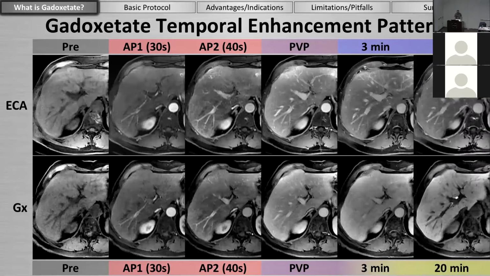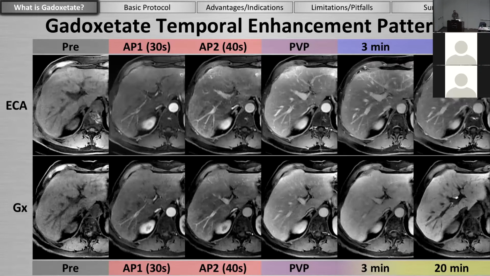And by the time you get to many minutes of delay, notice that with the extracellular agent, the blood vessels are still brighter than the liver. But now notice that with EOB, the blood vessels are now darker than the liver. And notice that we now have excretion into the bile ducts.